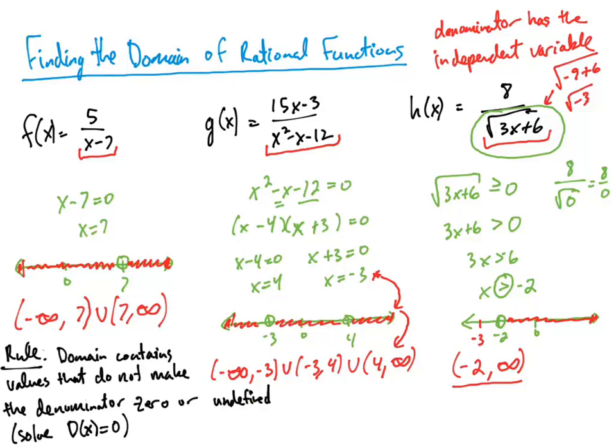So as our rule, we can say that the domain contains values that do not make the denominator equal to 0 or undefined. That's what we did over here in h of x. We had to figure out when that was also going to be undefined because of a radical. So in other words, we solve for d of x equals 0. D of x is just shorthand for the denominator.